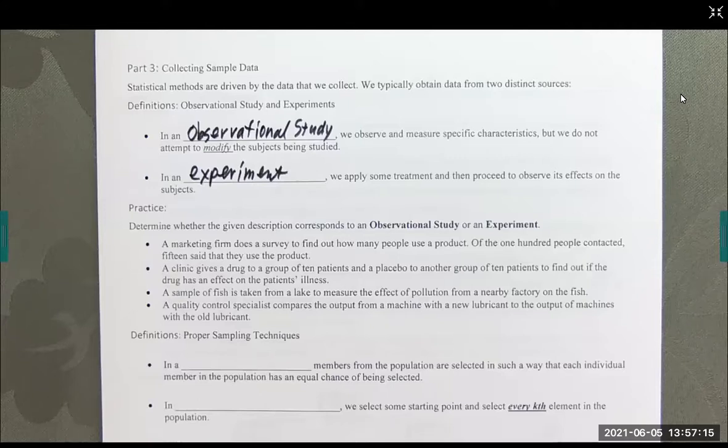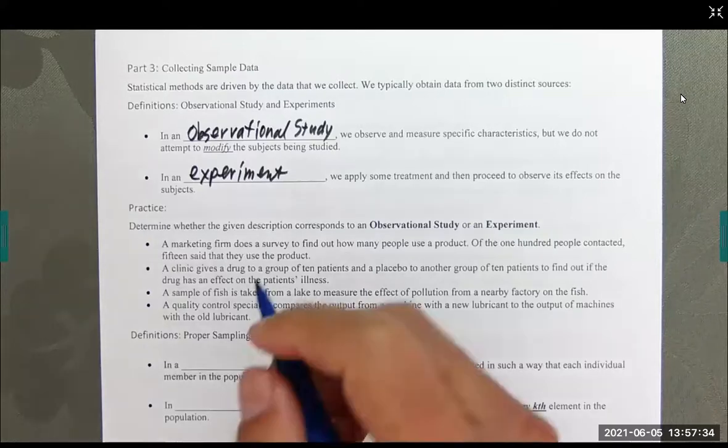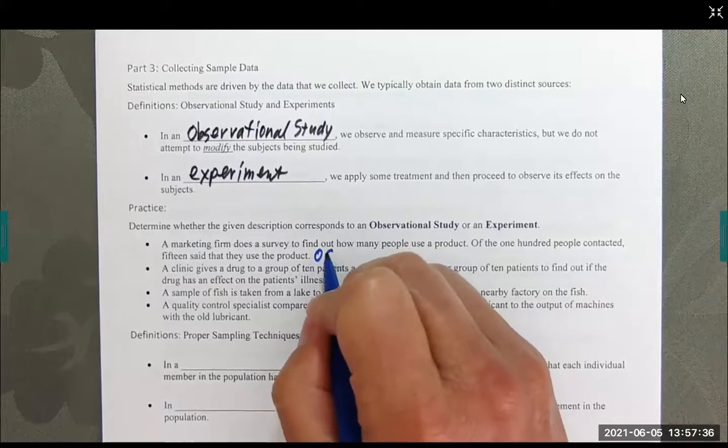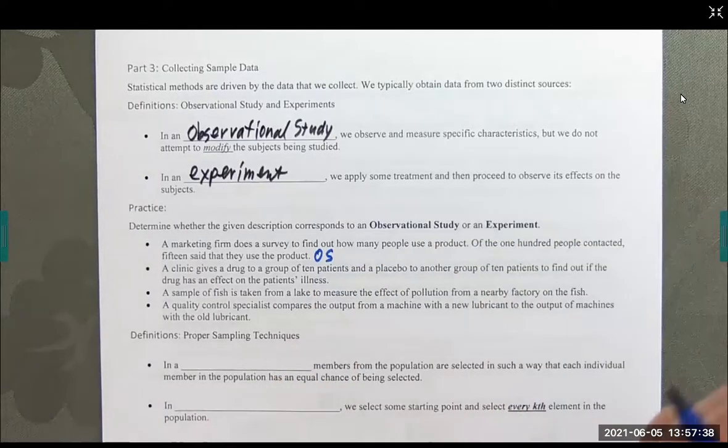Let's practice a little bit. Determine whether the given description corresponds to an observational study or an experiment. First one, a marketing firm does a survey to find out how many people use a product. Of the 100 people contacted, 15 said that they use the product. That is going to be an observational study. They just want the information. They just want to know.